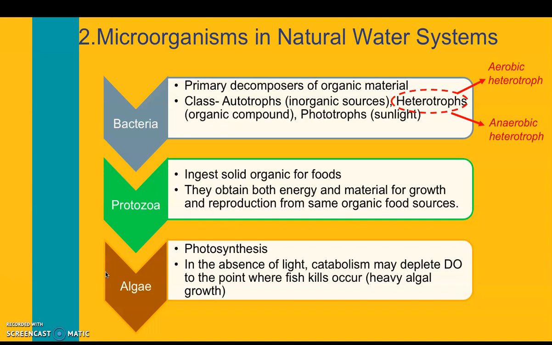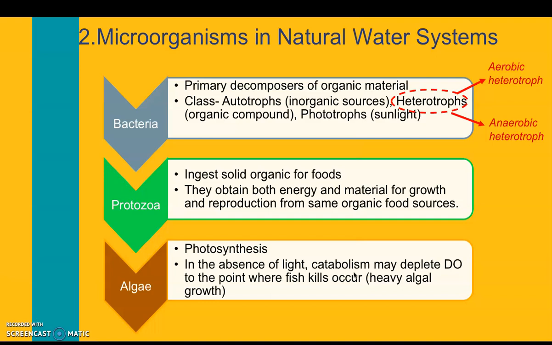The third important microorganism is algae. Algae are autotrophic and photosynthetic organisms. Algae are the only microorganism involved in photosynthesis. In the presence of sunlight, algae will metabolize the waste products of heterotrophic bacteria, the first type of microorganism just now, while obtaining energy from sunlight. The waste product of this process is oxygen.